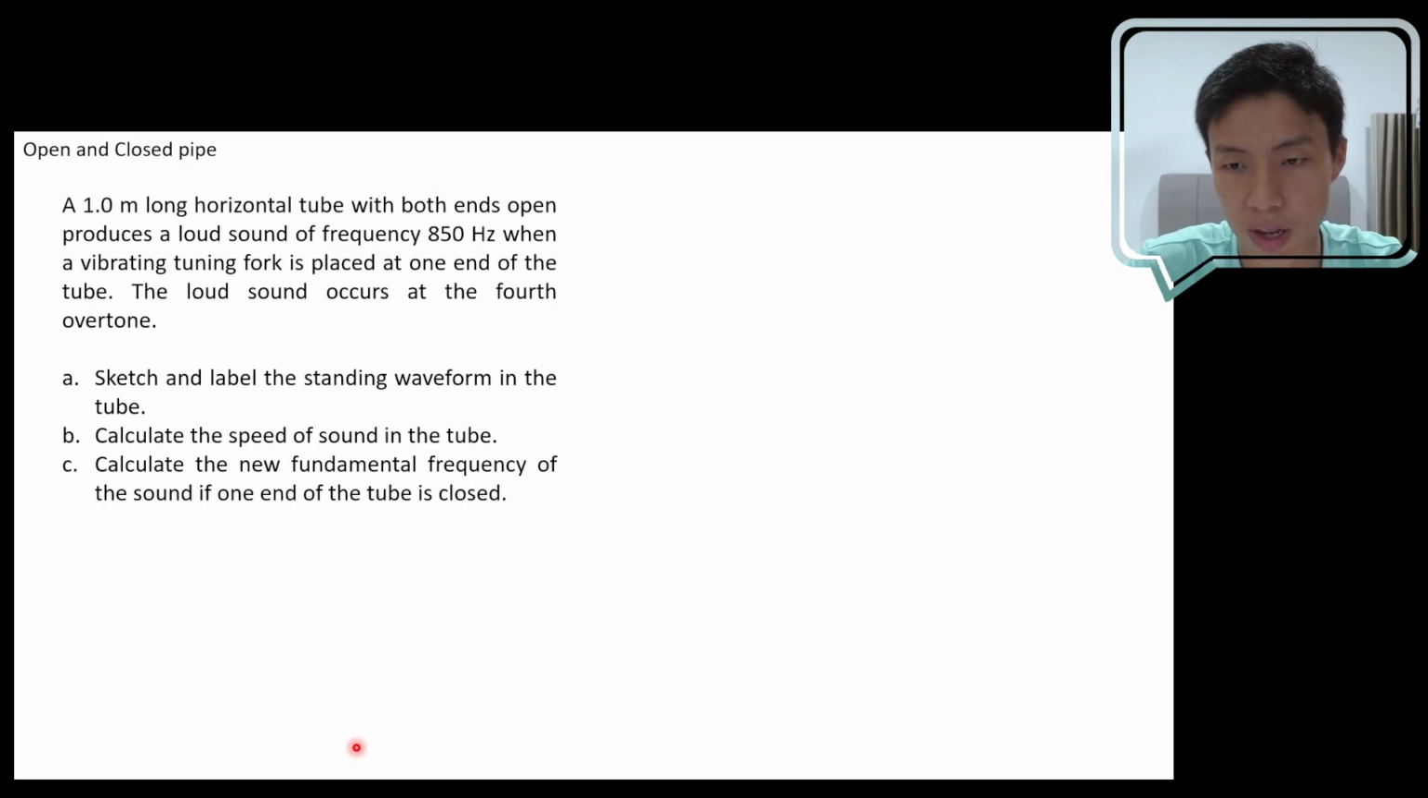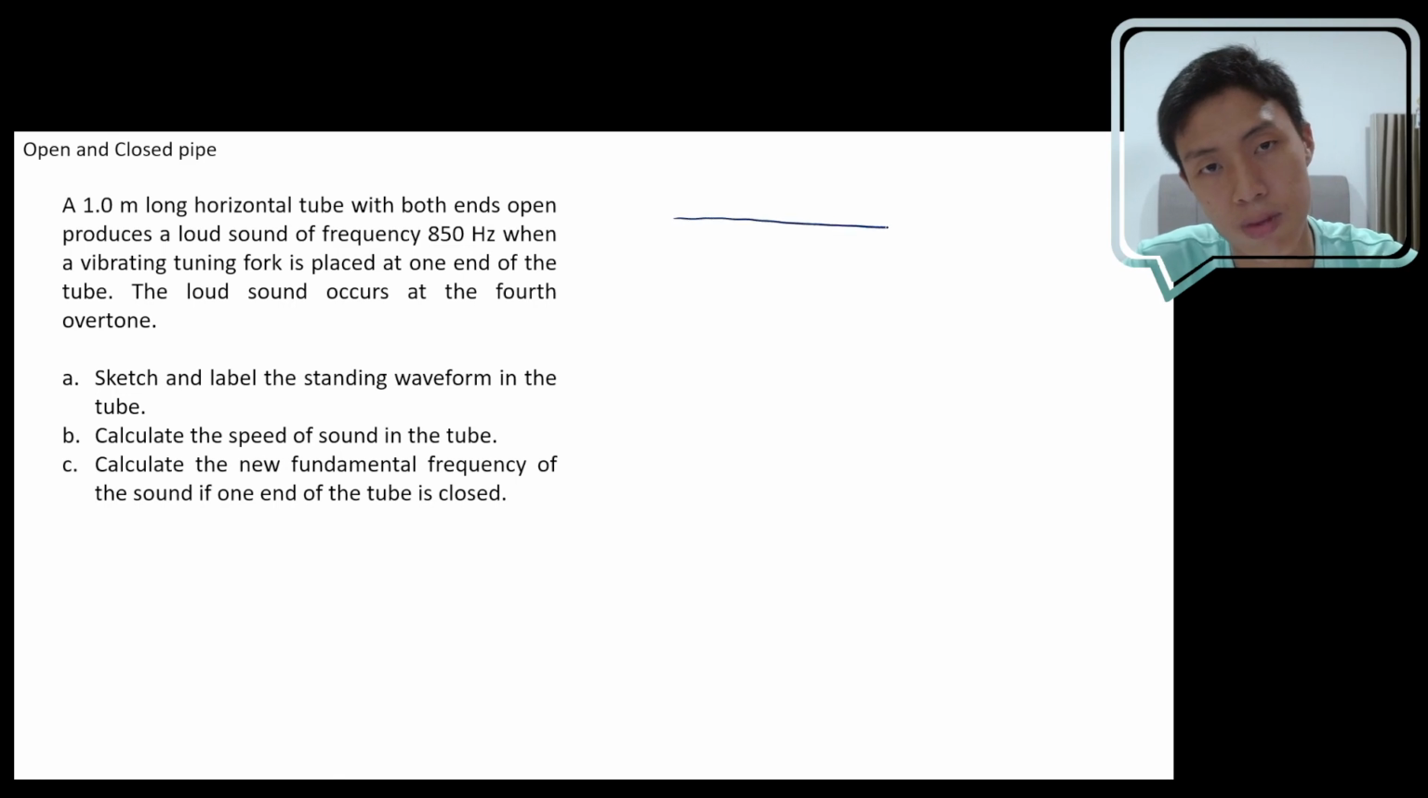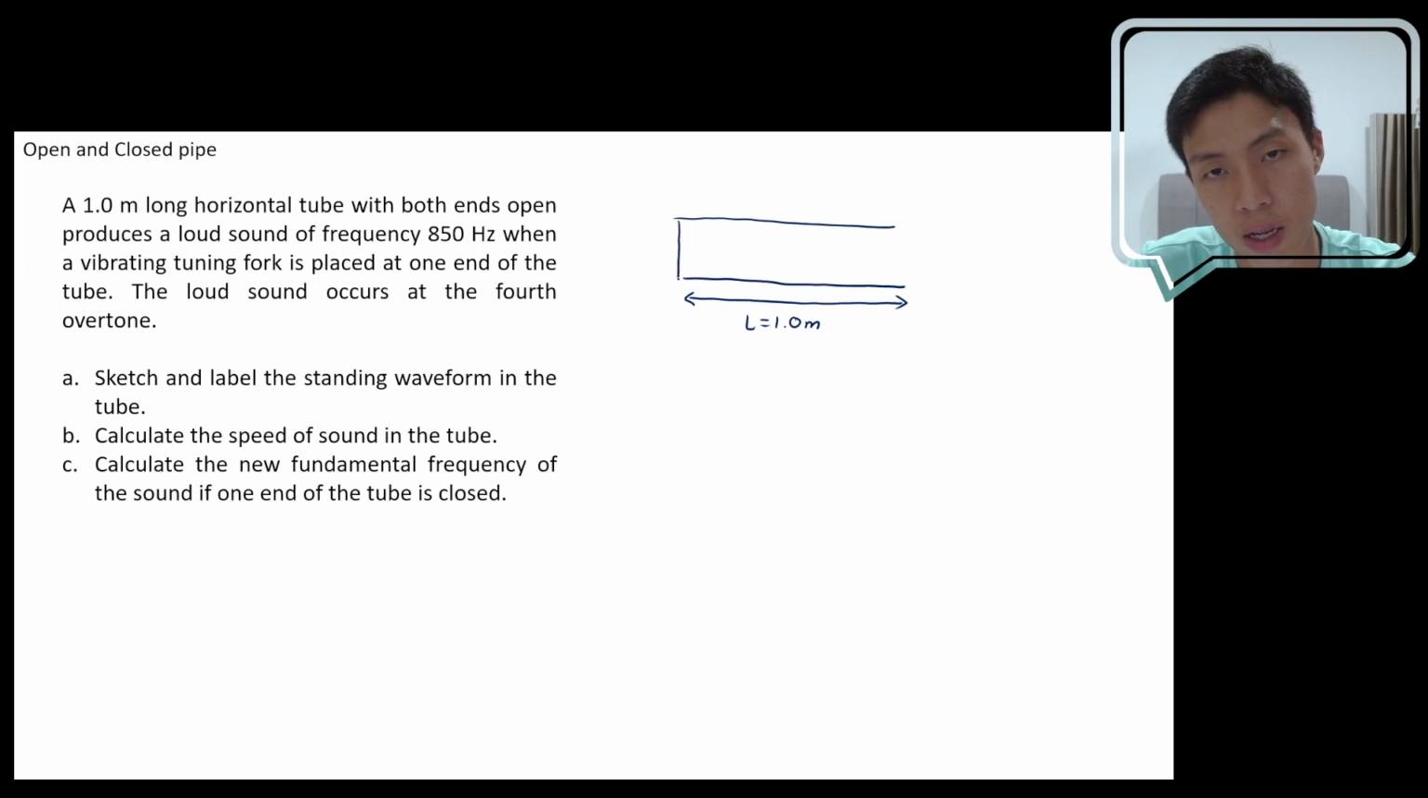Your tube should have the same length. So if I sketch it, it will still be a similar tube. The length is still 1 meter. But what's different right now is that it's closed at one end. We close off one end of the pipe, so we know that the particles over here are not free to move. There's a wall blocking. So this side will be a node, whereas the other side will be an antinode because the particles here are free to move.